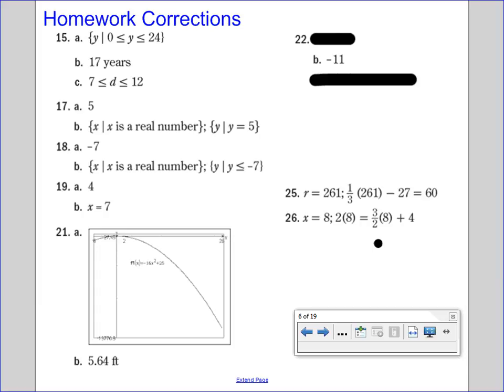It was an upside down U shape, and we're going to look more at that in the upcoming week. 19a is 4, b is 7. 21, there's a picture. B, 5.64 feet. And 22b is negative 11. 25, R is 261. That gives us 60. 26, x equals 8. And that gives us 3 halves times 8 would be 12 plus 4 is 16. And 16 does equal 16. One page to go.